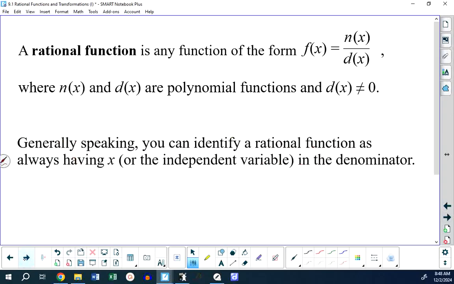So generally speaking, you can identify a rational function. So that's the definition of a rational function. Generally speaking, what I'm telling you is a rational function is a function that has x in the denominator. That's the bottom line.